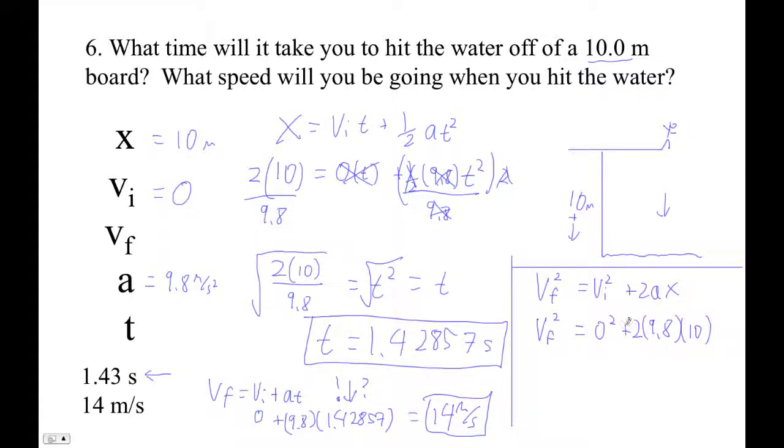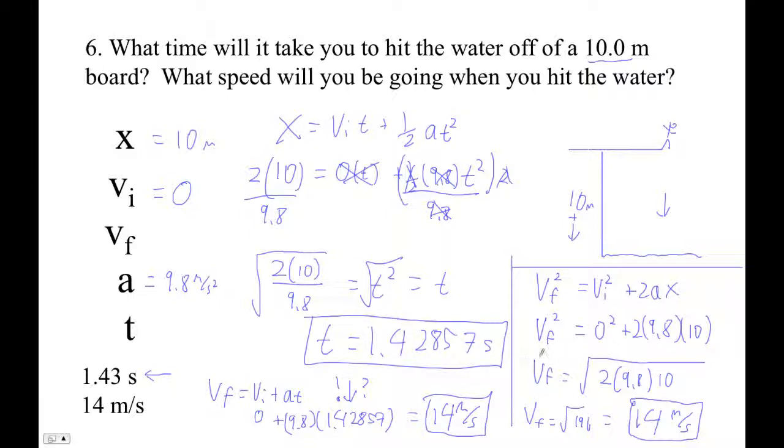Okay, so let's see. That's VF squared, so let's square root it. So VF will be the square root of 2 times 9.8 times 10. Well, 2 times 9.8 times 10 must be 14 squared times 10. It's 196, and the square root of 196, raised to the 0.5, is 14. Ta-da. That's the way to do it.